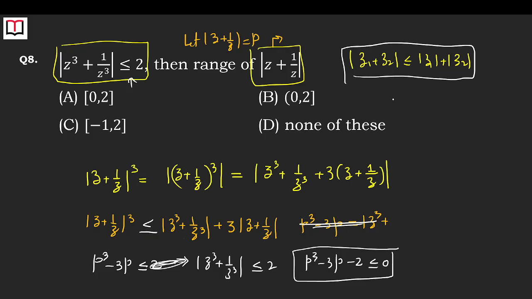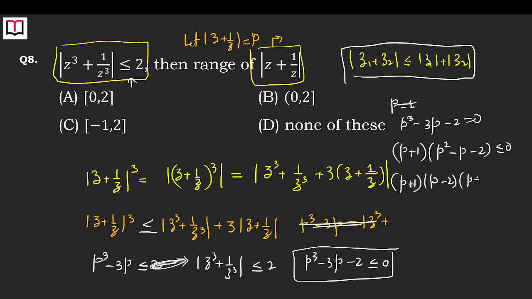Let me try to solve this. We have to solve this inequality in this way: p cube minus 3p minus 2 equal to 0. So p minus 1 is its factor, because p is equal to 1. Does it satisfy? No, it doesn't. p is equal to minus 1 satisfies. So it's p square, and then p cube minus p square, so plus p square minus p, and then minus 2 is less than or equal to 0. So p plus 1 into p minus 2 into p plus 1 is less than or equal to 0. So p plus 1 whole square into p minus 2 is less than or equal to 0.